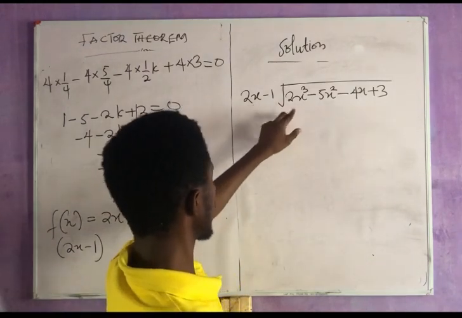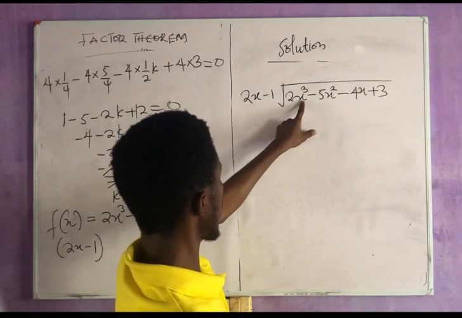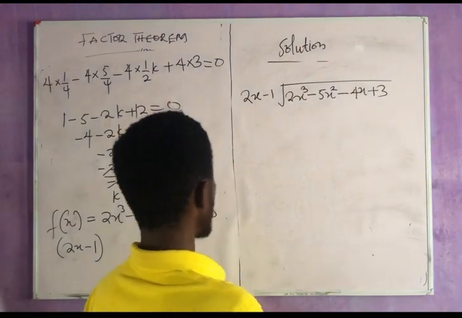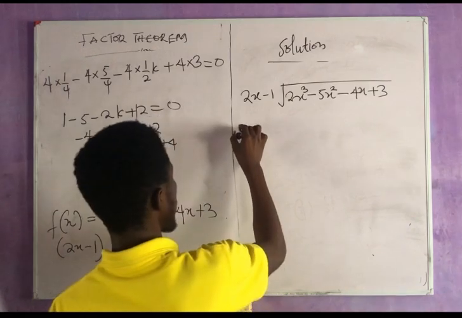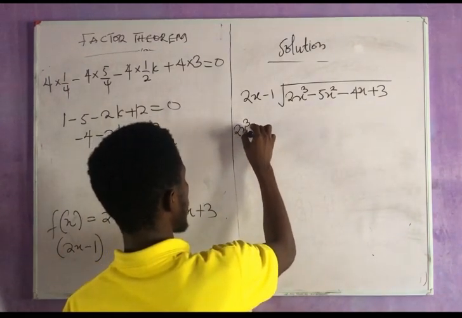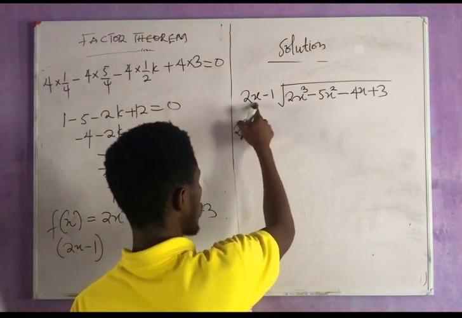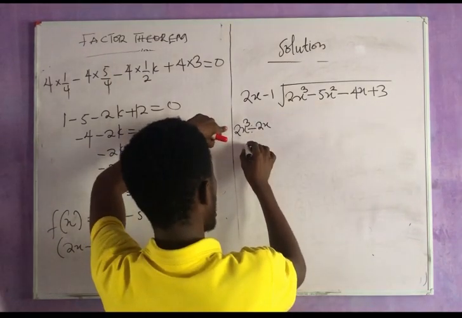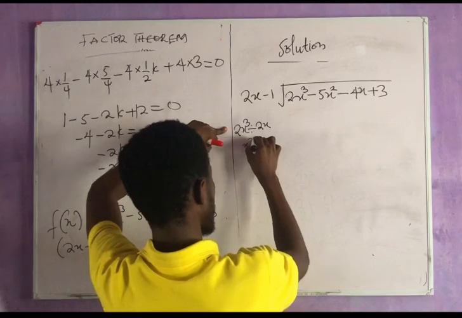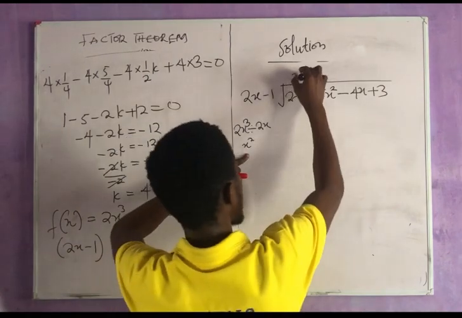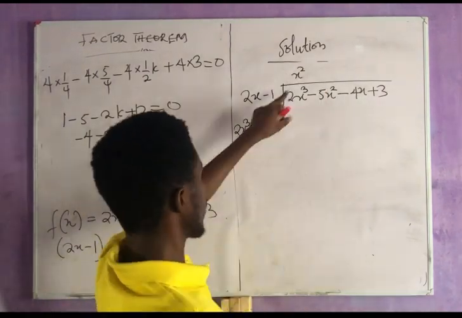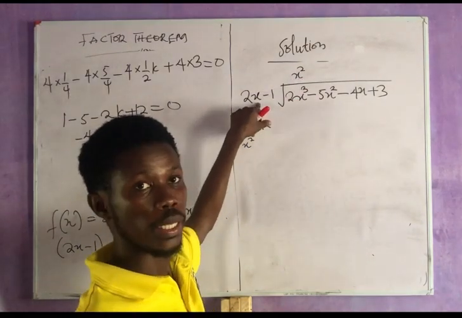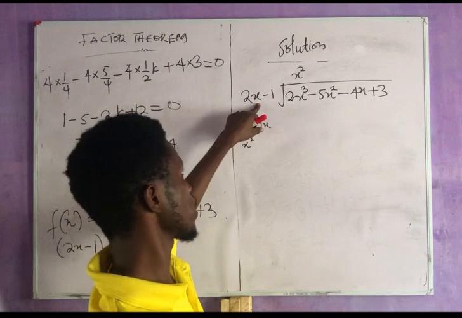Here we have 2x cubed, so we have to eliminate the 2x cubed that we have here. First you take that 2x cubed divided by the 2x here, and this will give you x squared. So this side will be x squared. Now x squared multiplying 2x will give you 2x cubed.